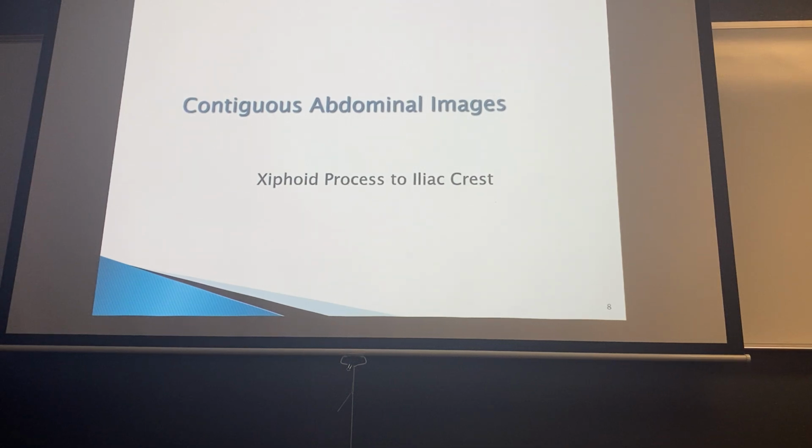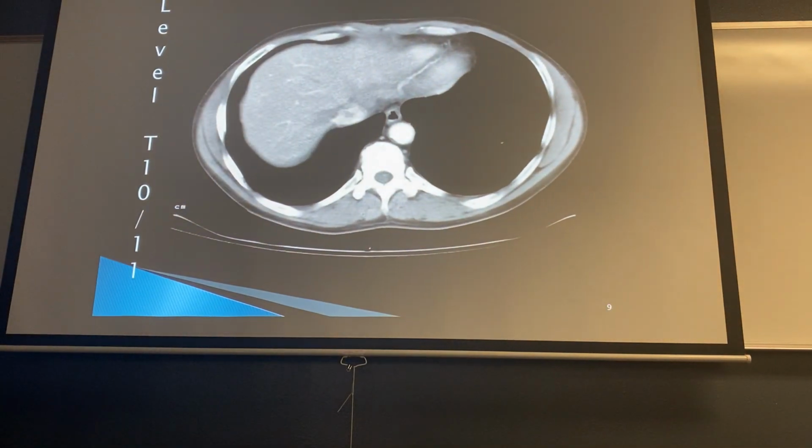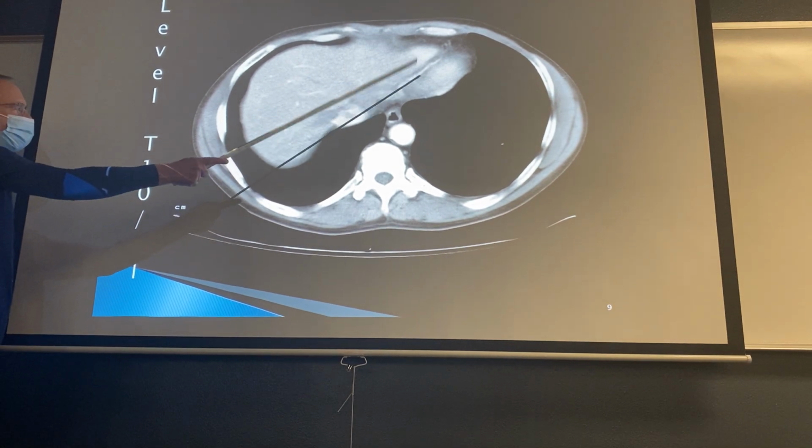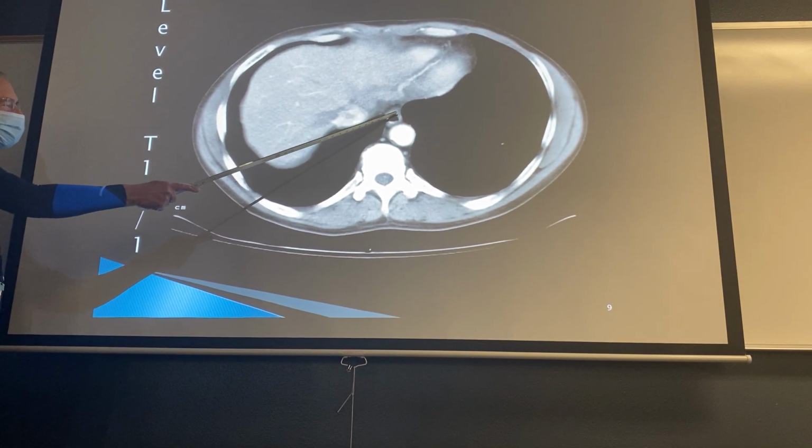Anyway, we're going to basically look at sections between the xiphoid process and down to the iliac crest. We're going to define the abdomen in CT terms. This is an IV contrast CT study. From a landmark perspective, you have your liver, of course. We'll talk about this structure right here called the coronary ligament.